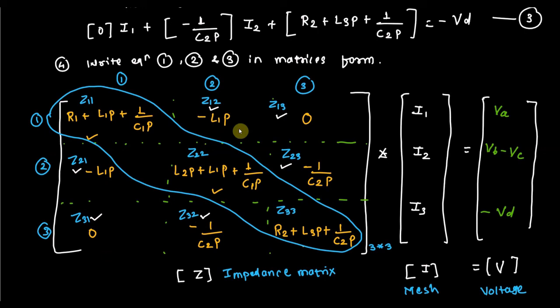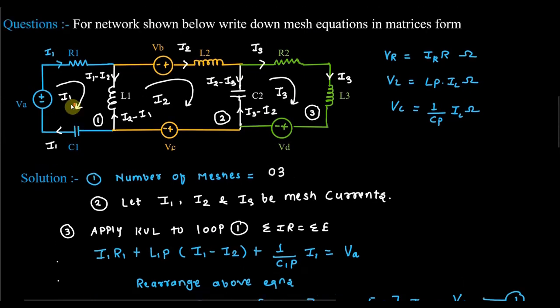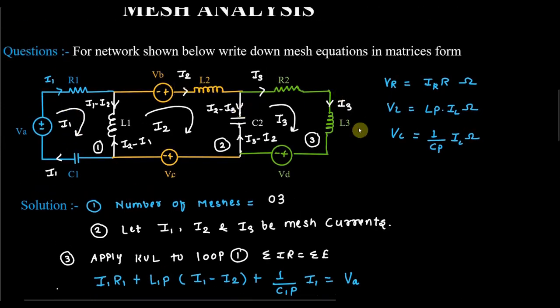In that way we can solve any mesh equation. If there are 3 meshes, the size of the matrix is 3 by 3. If there are 2 meshes, the size of the matrices is 2 by 2. So in that way I have finished this question, where they asked to write down the mesh equation in the matrices form.